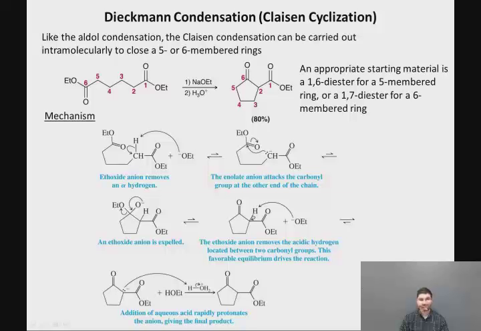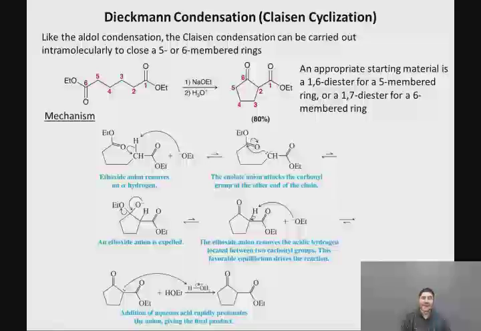So the first step is using ethoxide as a base to remove the alpha hydrogen and generate the enolate. Okay, so in this case, we're keeping the molecule drawn consistently. We are removing the alpha hydrogen from carbon 2. Then in the second step, that enolate attacks the carbonyl group at the other end of the chain, which in this case would be carbon 6. That's going to generate the tetrahedral intermediate.